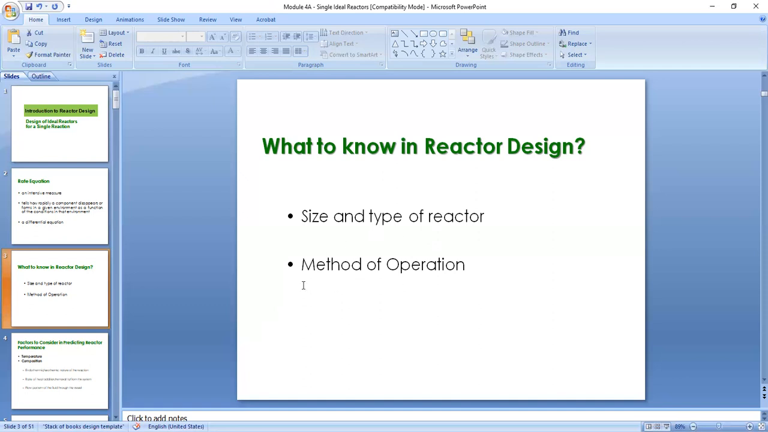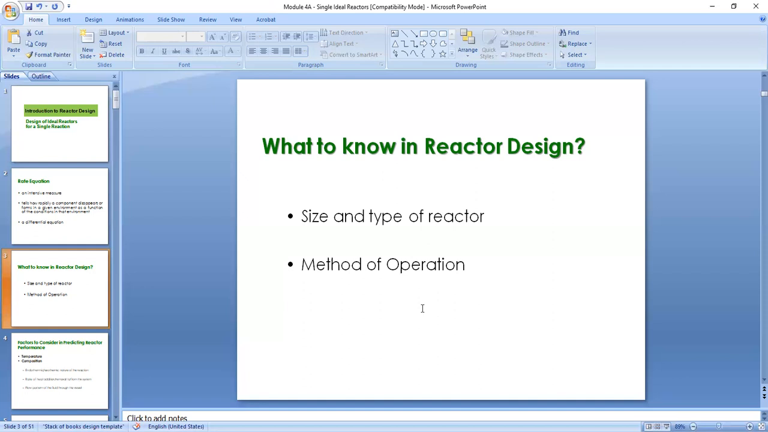As to method of operation, it could either be continuous or by batch. When we speak of continuous, we have the two ideal reactors: the constantly stirred tank reactor, or the back mix reactor, and the plug flow reactor, otherwise known also as the tubular reactor. These are the two ideal continuous reactors. Whereas with the batch reactor, as the name suggests, the operation is by batch. It's not continuous.